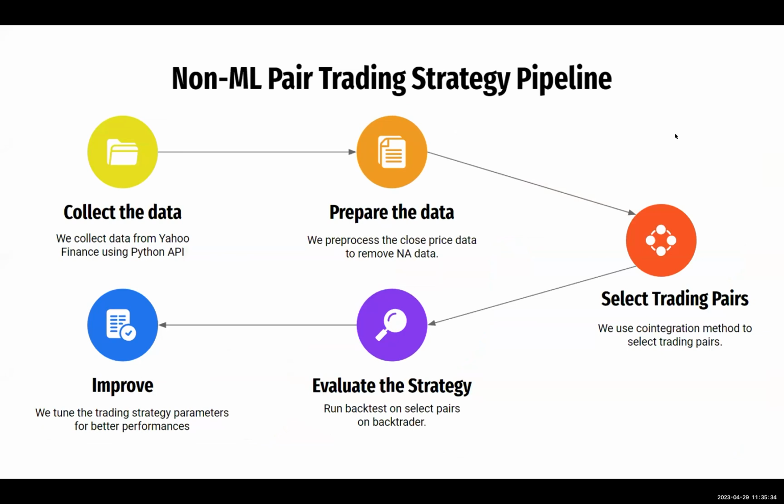Here is our development pipeline for the non-machine learning pair trading strategy. First of all, we collect data from Yahoo Finance using the Python API, and then we prepare the data by removing the null data from the close price data. Then we select the trading pairs using the co-integration method. Basically, we select all the co-integrated pairs from S&P 500 stocks. Later, we will write the pair trading strategy and backtest it with the selected pairs using backtrader. Finally, we will improve our trading strategy by tuning the parameters for better performance.